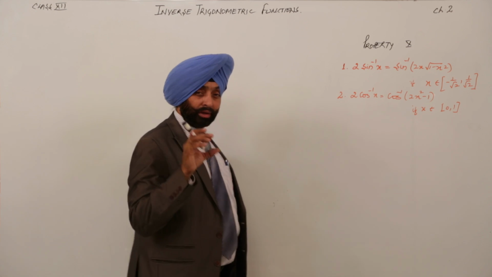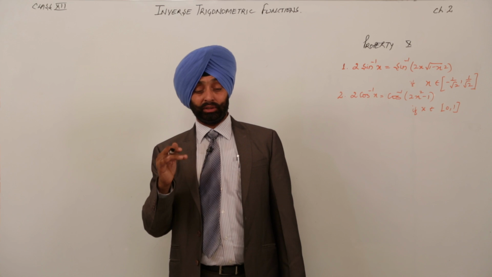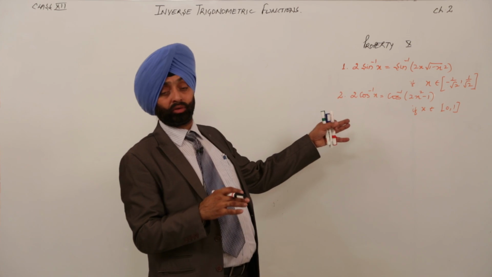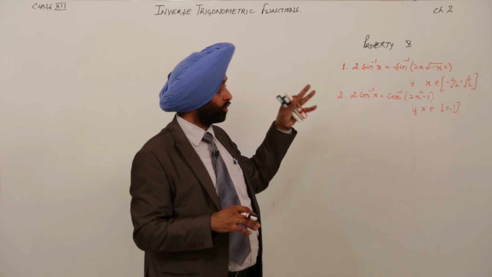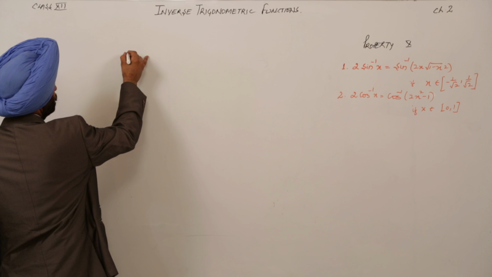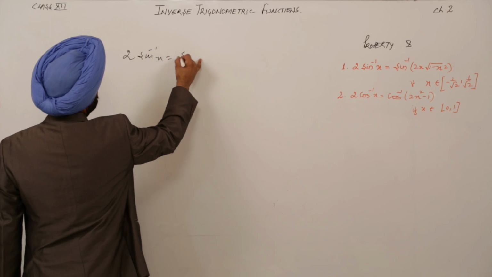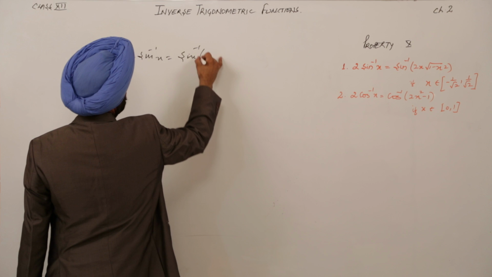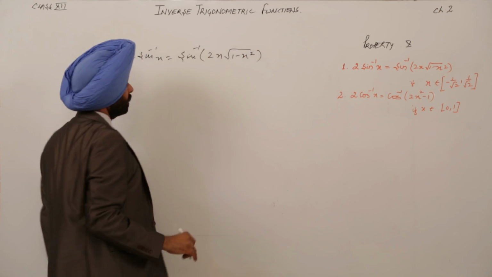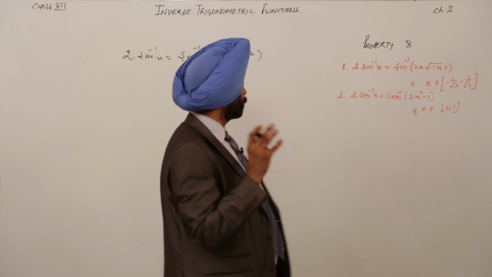Now, already we have done a question that was to convert an inverse function into the simplest form. So basically these things are required to convert that into the simplest form. Okay, so now let's prove the first part. We have 2 sin inverse x is equal to sin inverse 2x under the root 1 minus x square. Now what should we take for x so that we can prove it?